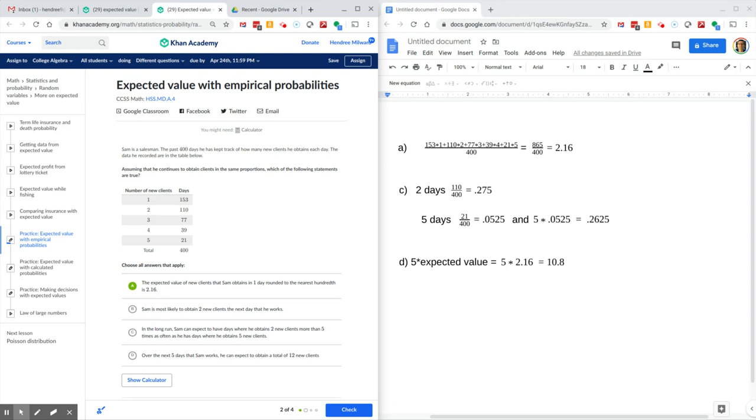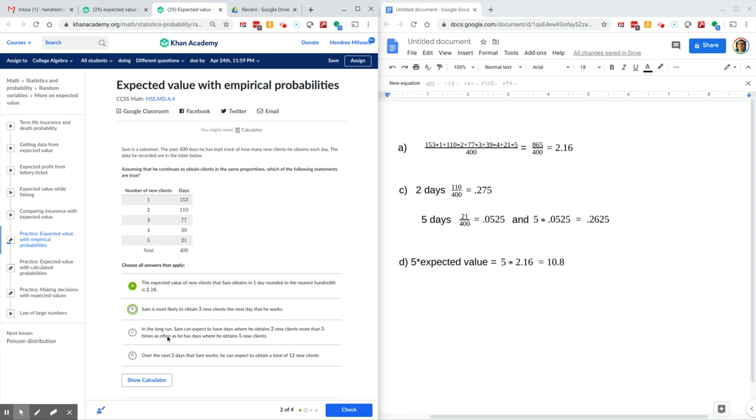Sam is most likely to earn 2 new clients on the next day he works. Well, the expected value is a little over 2, but he never actually earns 2.16 clients. He's going to earn one of the other numbers. So we look at the probability, and the most probable is that he's going to get a 1, because on 153 days, he got 1. So that's the most likely outcome for the next day, 1, even though the expected value is 2.16. So this is not true.